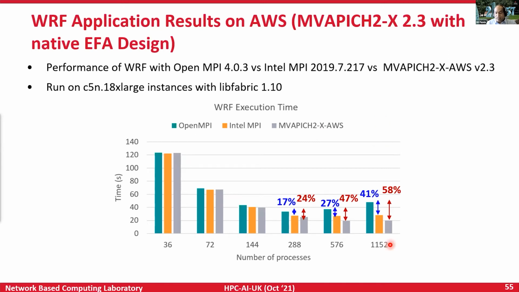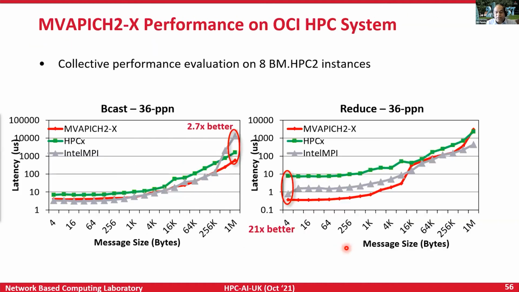As you can see, as the number of processors increases, comparing with Intel MPI and OpenMPI, we are able to scale. Especially as the process sizes increase, because this is a native design done with the EFA, we are able to scale far better on AWS.